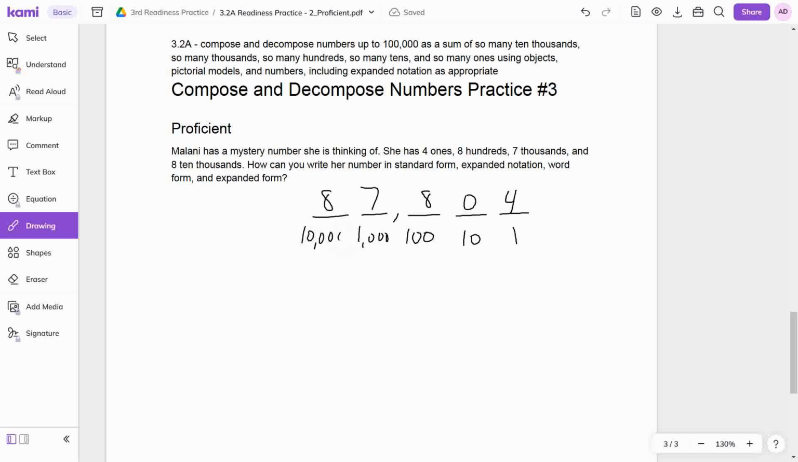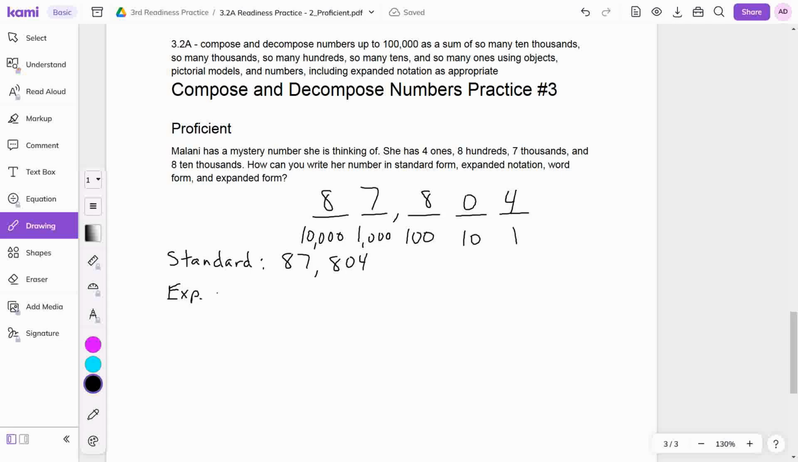All right, so I built it, but the way they gave us the digits in this mystery number was they gave it to us backwards. And so we had to build it from right to left rather than from left to right. So let's just write our forms. Standard form. I basically wrote in standard form. 87,804.